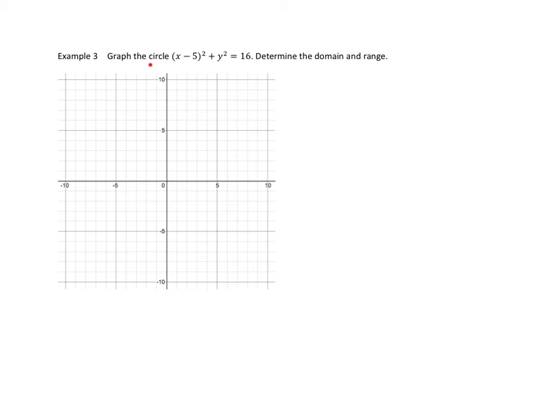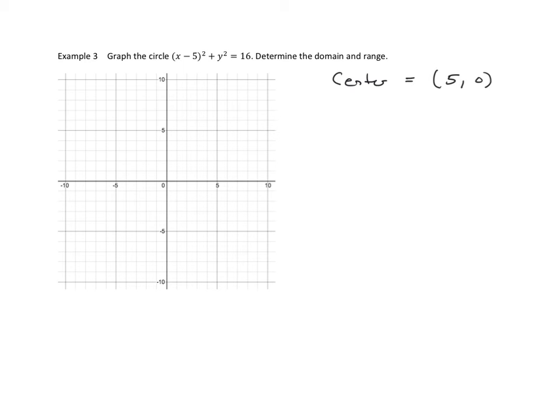Let's graph this circle, (x − 5)² + y² = 16, and then from the graph determine the domain and the range. Well, to start with, I know the center is (5, 0). These are the numbers that when you put them into x and y, make the part that is squared equal 0. So putting a positive 5 here makes it 0 squared, and putting a 0 here does the same thing.